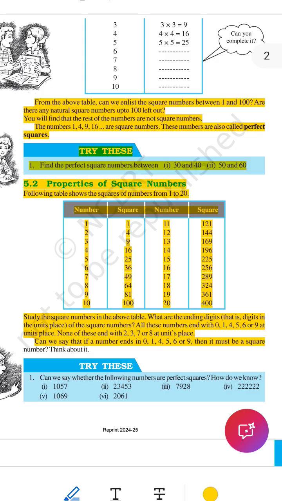Perfect square numbers between 50 and 60. We look for squares around 50 and 60. 7 squared equals 49, just below 50. 8 squared equals 64, just above 60. So there is no square number between 50 and 60.